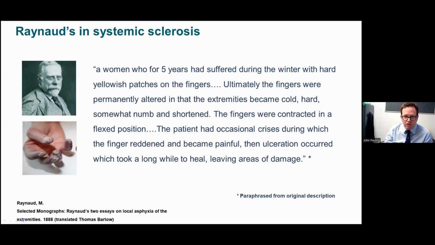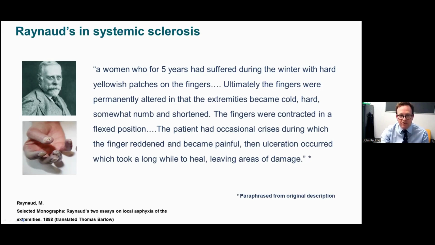And the patient had occasional crises during which the finger reddened and became painful. The end of the finger ulcerated, and this took a long time to heal, often leaving areas of damage. So anybody with systemic sclerosis will be very familiar with this description. So this is Raynaud's plus, really, because this is somebody who's experiencing Raynaud symptoms, but has also experienced these digital ulcers. And over half of people with systemic sclerosis, sadly, will experience a digital ulcer at some stage during their disease course. And this description from 130 years ago really perfectly encapsulates some of the issues that occur when people experience digital ulcers.